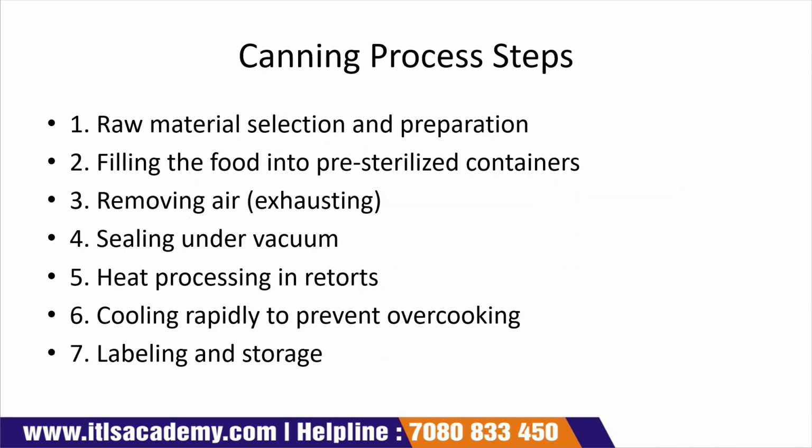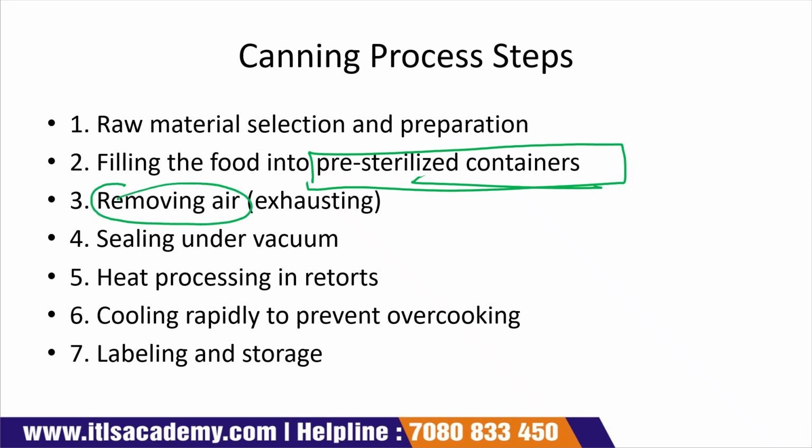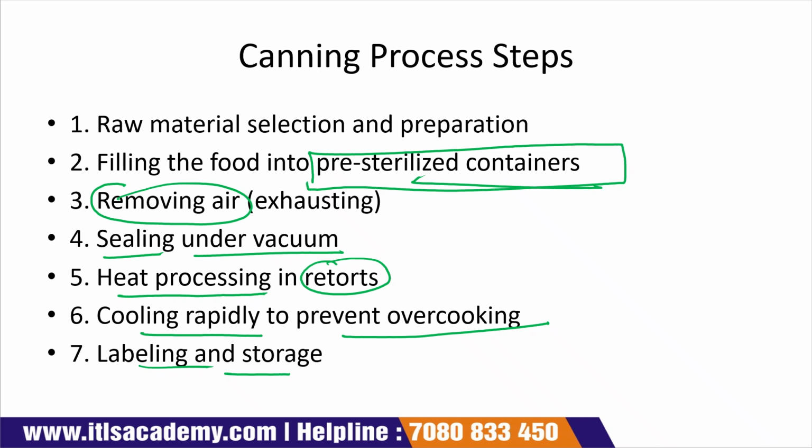Canning process. First of all, we have to select the raw material and then we prepare it. Then after that, we fill it into the pre-sterile container. It is very important. The container in which we fill the raw material should be pre-sterile. Then we perform exhausting. Exhausting means that we have to remove the air from the container. Then sealing will be done under vacuum condition and heat processing in retorts. Cooling is then used to prevent overcooking, and then labeling and storage.